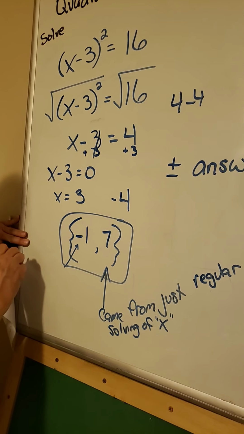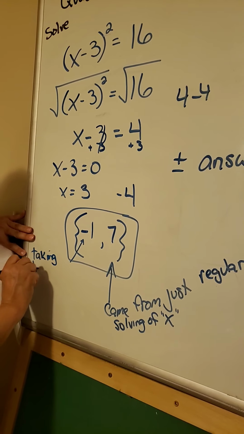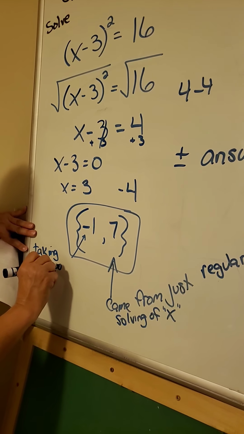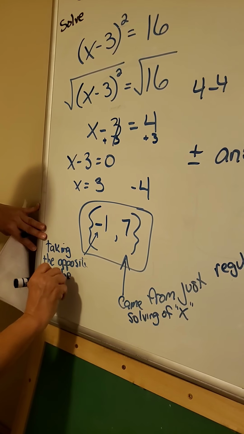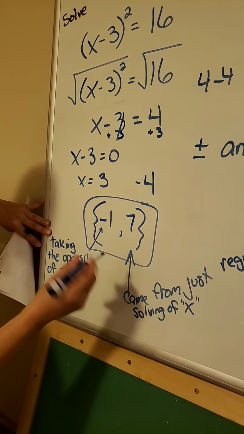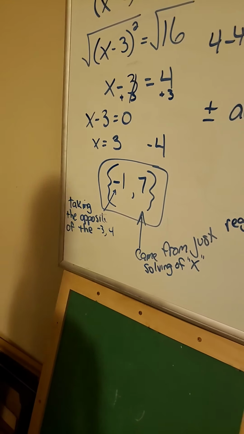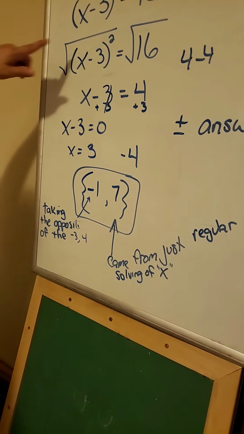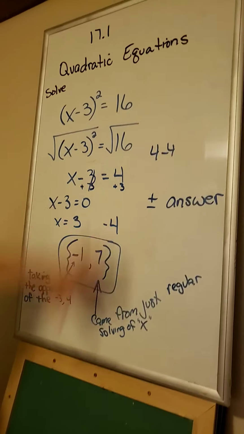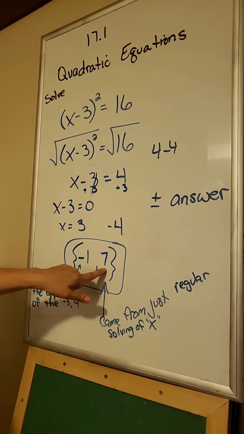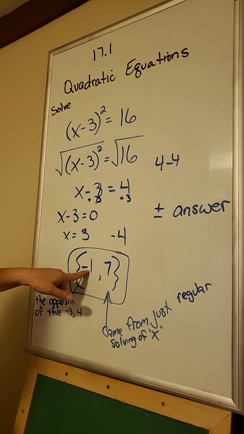So this came from taking the opposite of, I'm just going to put the -3 and the 4 for this particular problem. So it's a quadratic. We have to have two answers. We get one answer by just solving it regular, like we always do. So you're going to have no trouble getting 7. I know you're not. The -1 is going to be a little bit trickier for you.